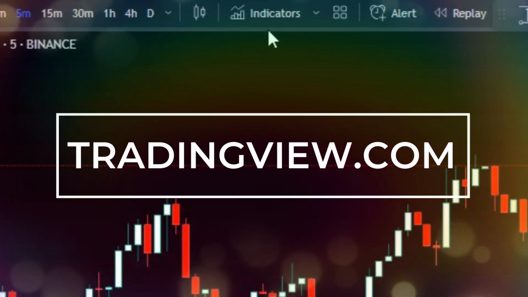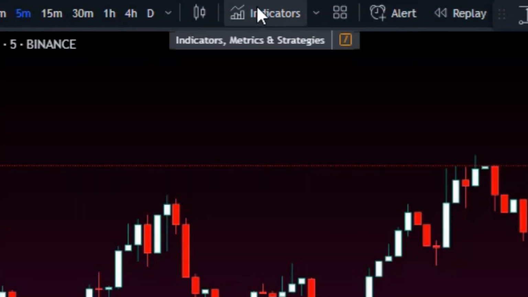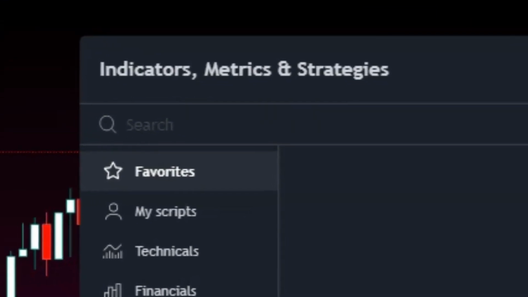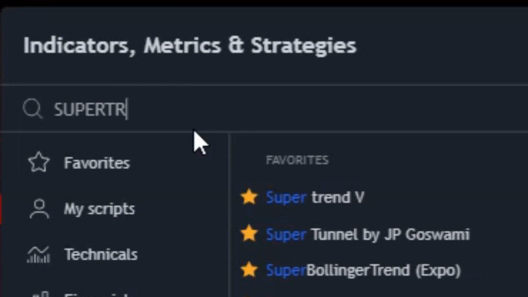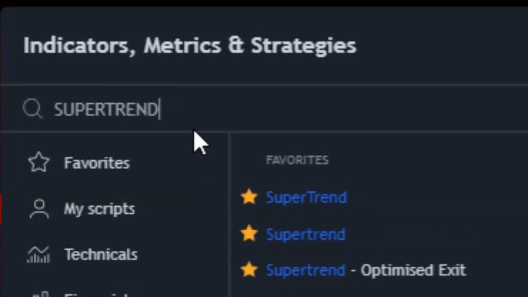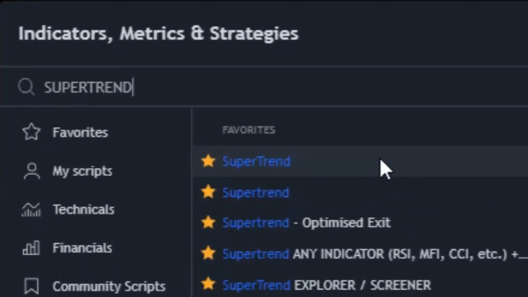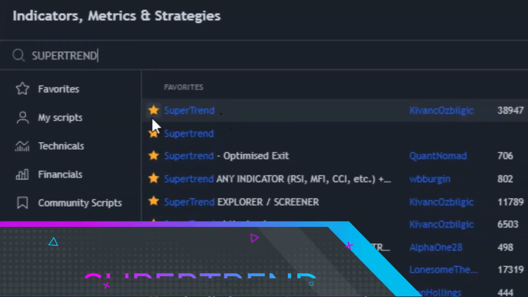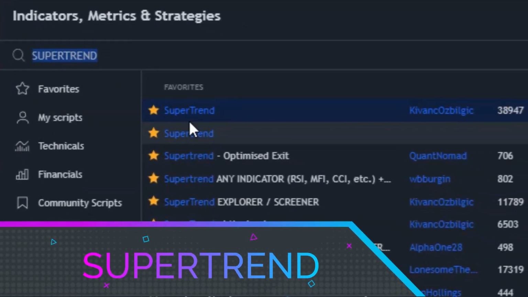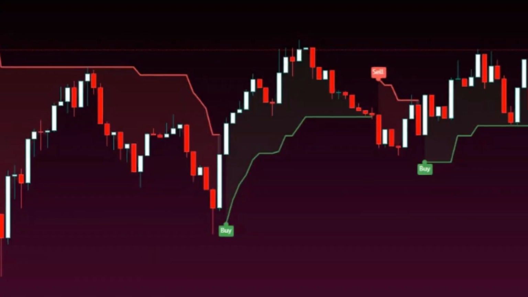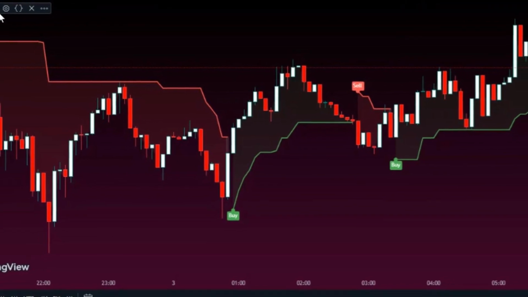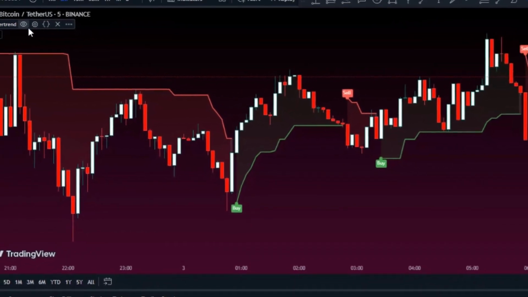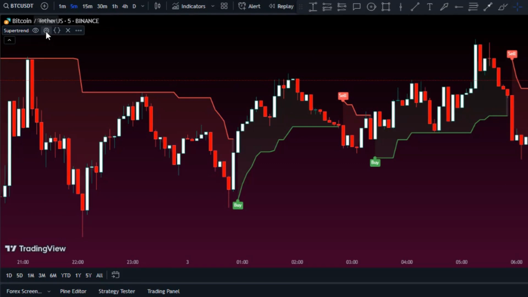First things first, pull up TradingView and navigate to the indicator section. Then search for and add the super trend indicator. The way I'll be using this famous well-known indicator in this strategy will be a bit different than how others use it. So first, we'll want to optimize the indicator.